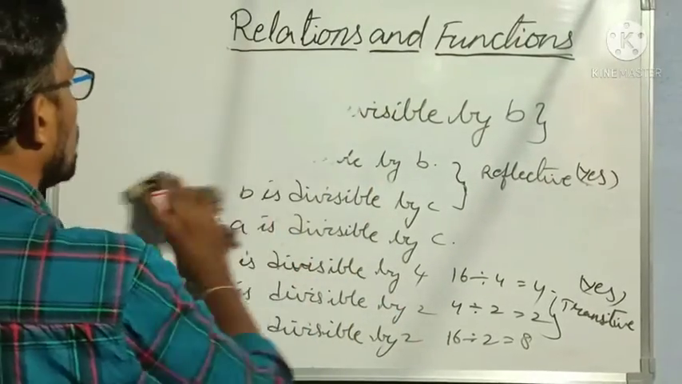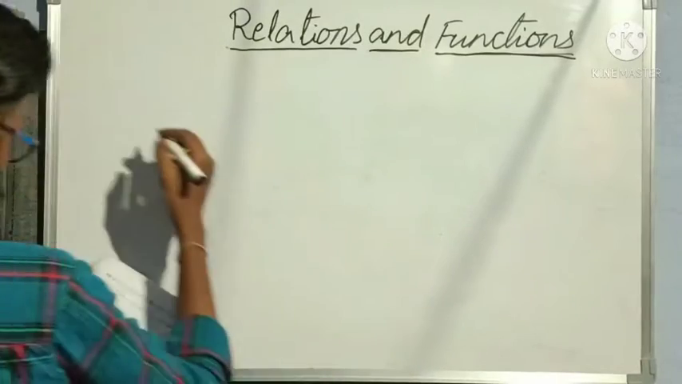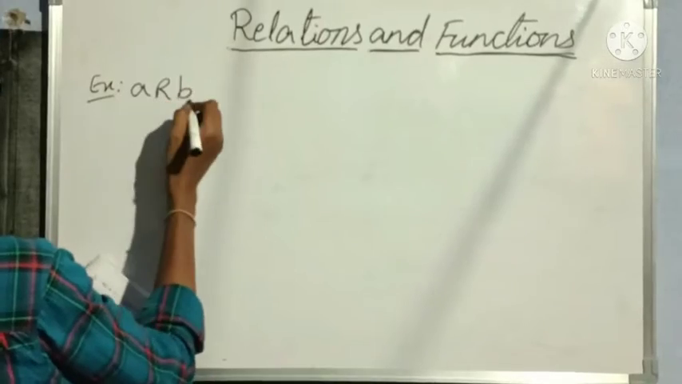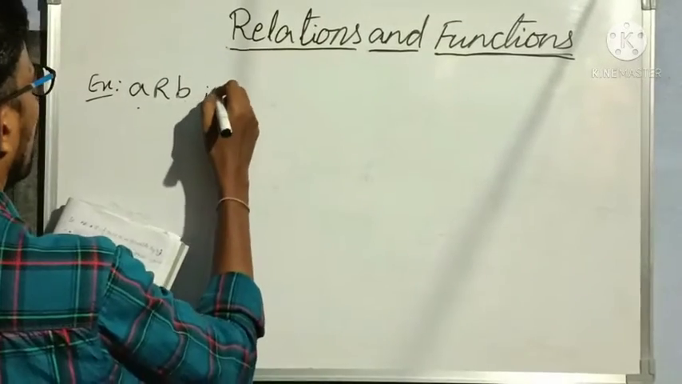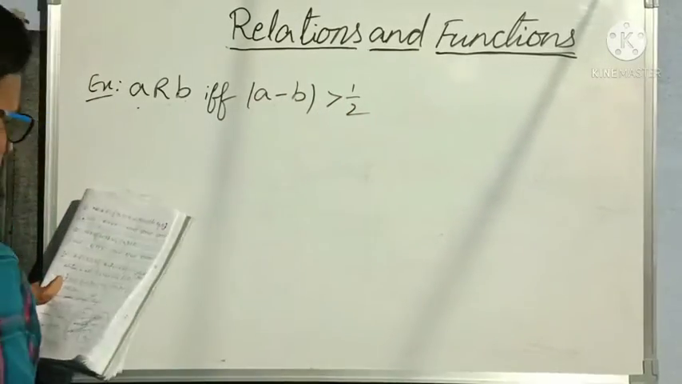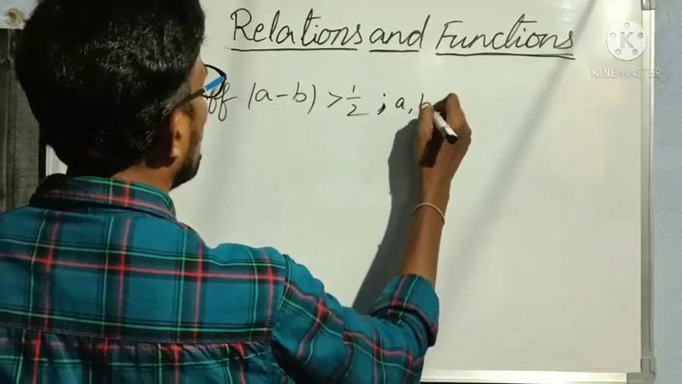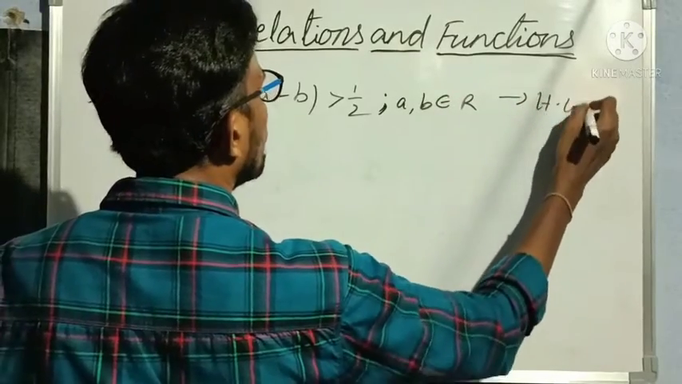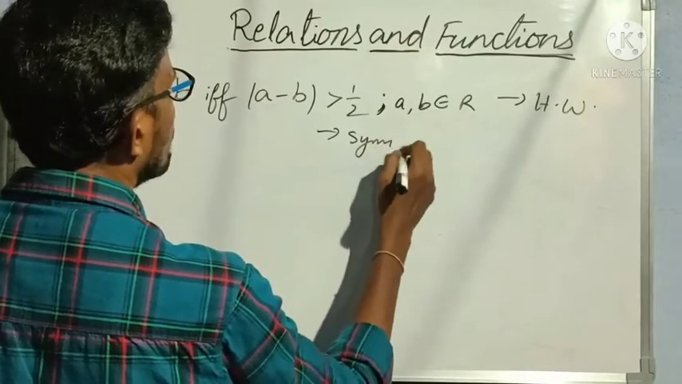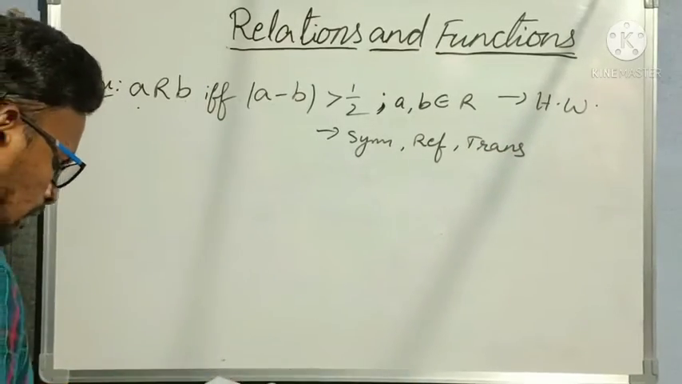In the same way, I will give one more homework, you do as homework and say the answer in the comment section. So, example, A R B means a relation from A to B, if and only if modulus of A minus B is greater than 1 by 2, then (A, B) belongs to R. This is your homework. Okay, try to solve this, whether this is satisfying reflexive, symmetric and transitive or not. Solve on your own.